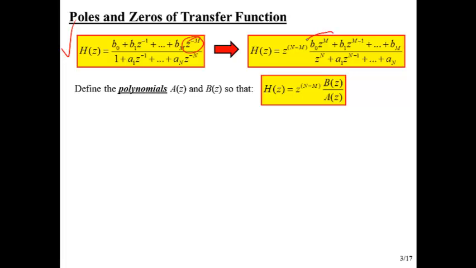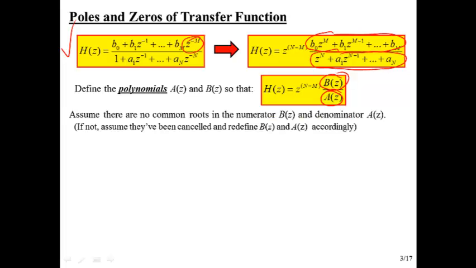Now let's take this numerator and call it b of z. Notice that that's a polynomial in z. We take this denominator and write that as a of z, also a polynomial in z. So these polynomials are going to tell us an awful lot about how the system behaves. We're going to assume that if there are any common roots between b of z and a of z, we've canceled those out and redefined new b of z and a of z with those common roots canceled out. So we'll just make the assumption that there are no common roots.